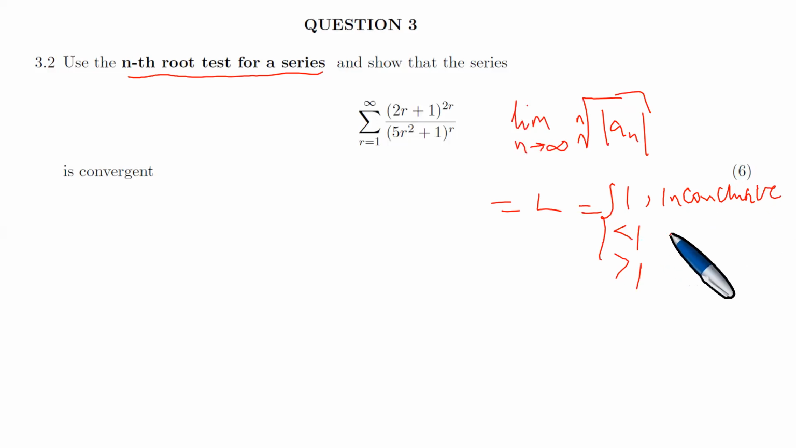If it is less than 1, it is convergent, like the ratio test. If it happens that this limit is bigger than 1, then it is divergent. So that kind of thing.